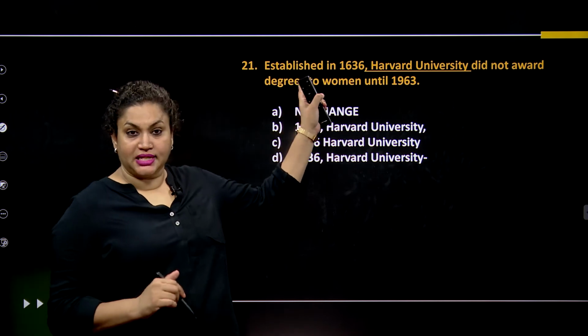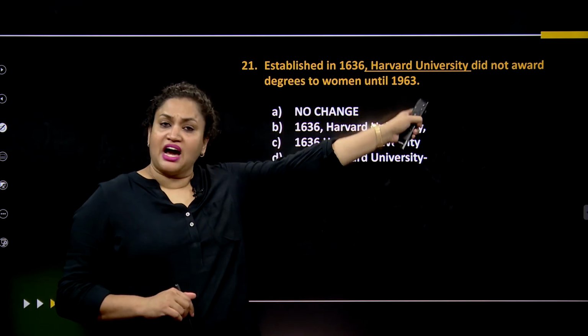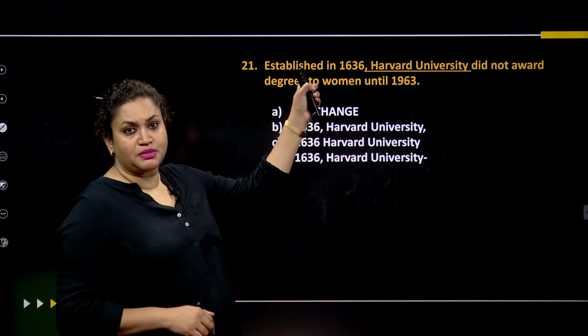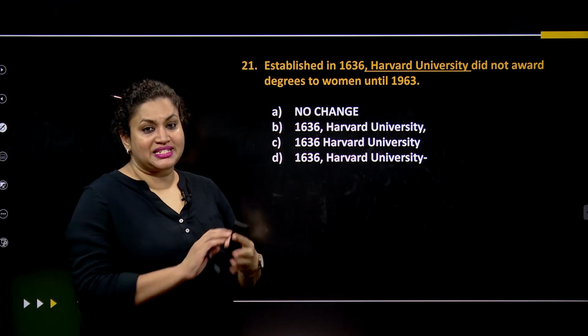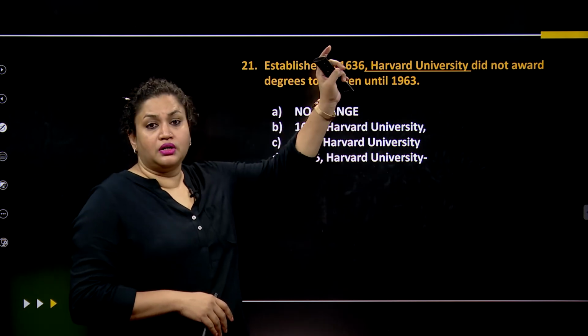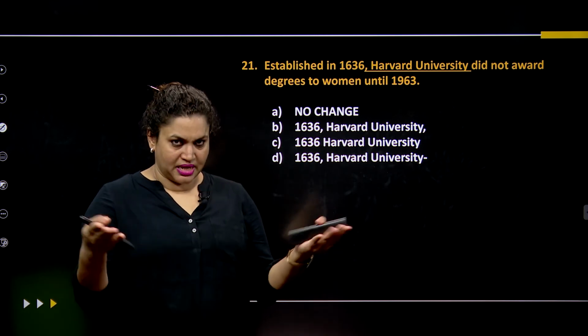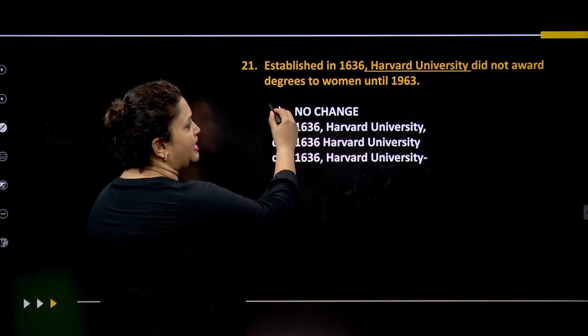Whenever you start a sentence with a participle, immediately the noun should follow. This is a past participle and it started here, established in 1636. Therefore, this Harvard University is not an aside, but it is a subject. Therefore, A is the right answer.